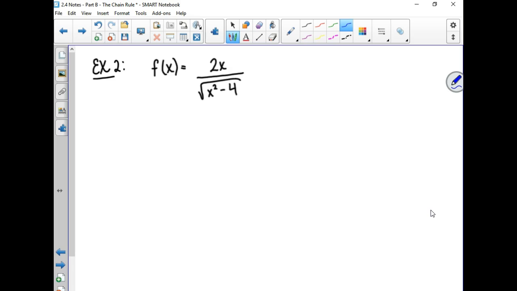So for this problem, we could do just like we did on the last problem. Numbers are different, but it's the same process as the last problem. Or I'm going to show you what I used to do when I was in high school on these. I would make this 2x times x squared minus 4 to the negative 1/2 power. It actually might be a little easier on this, maybe. We'll see.